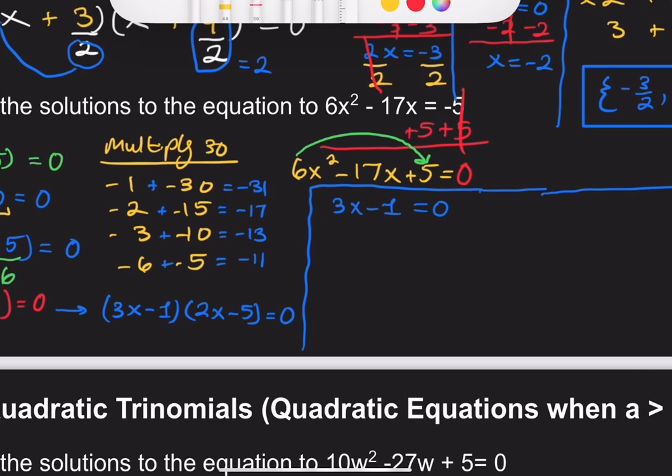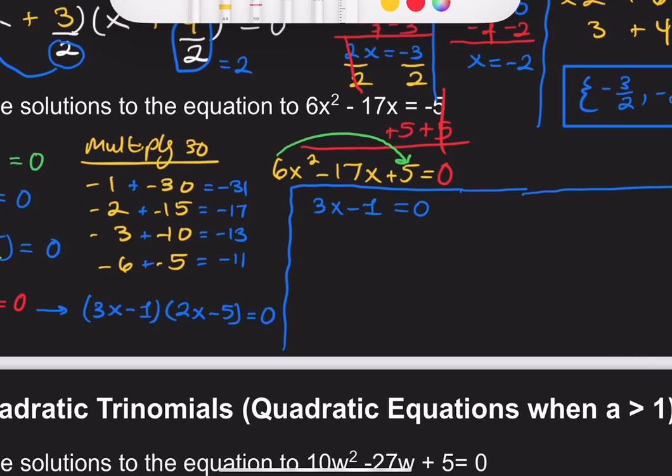Let's do the first one. 3x minus 1 equals 0. We can just add 1 to both sides. 3x equals positive 1. Divide both sides by 3. Those two simplify each other out. x equals 1/3.